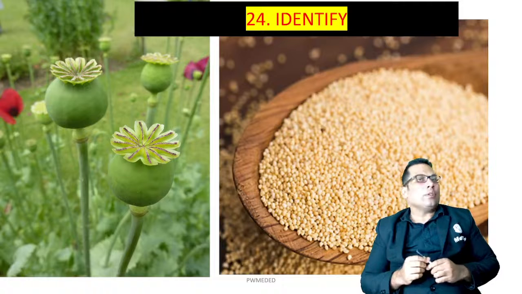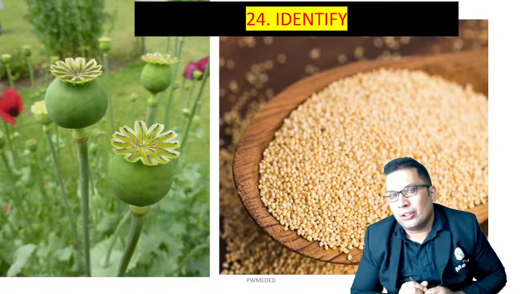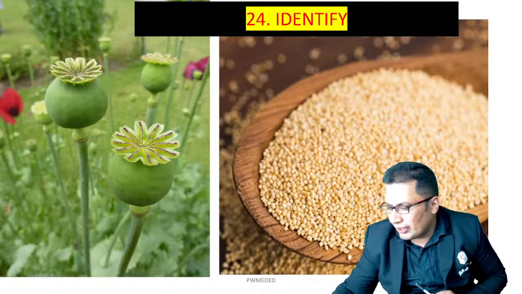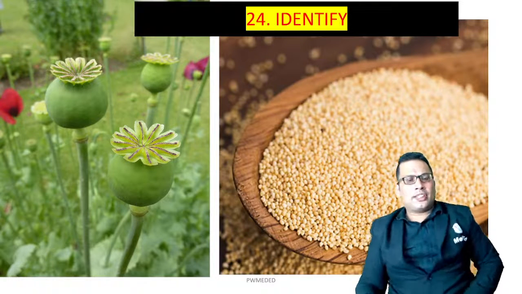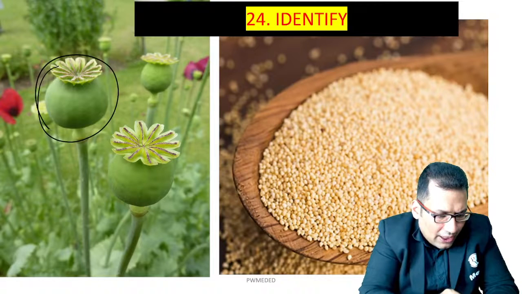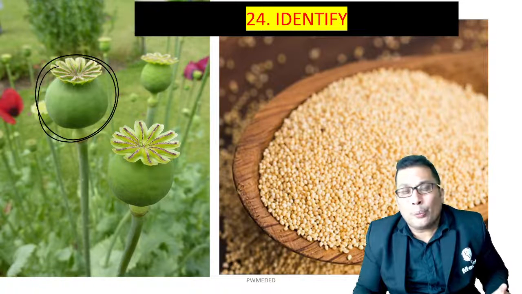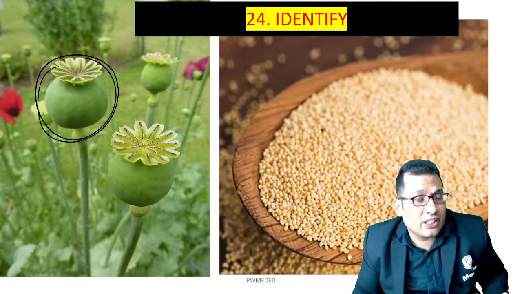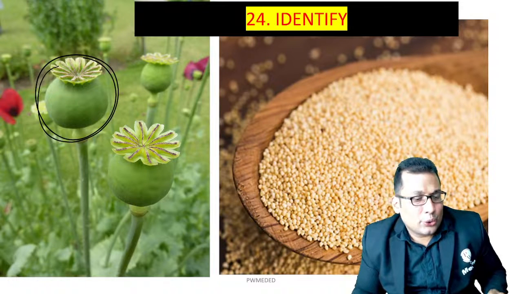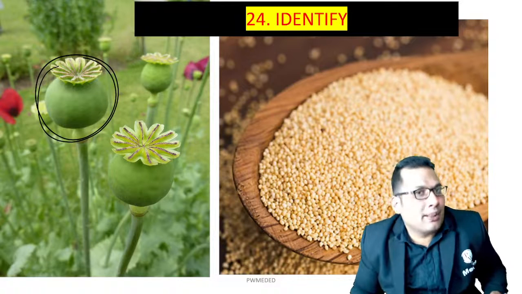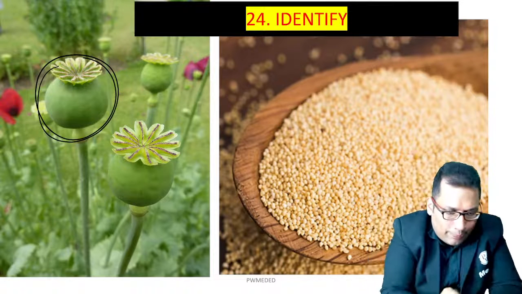Now question number 24. So there is a plant and also there are seeds. You need to identify this. Let's make it interactive. I'm giving you a clue. This plant consists of a very poisonous agent. Consumption is a punishable offense according to the NDPS Act, Narcotic Drugs and Psychotropic Substances. This poison leads to coma, respiratory depression, and miotic pupil. So your answer should be, it is the opium plant.